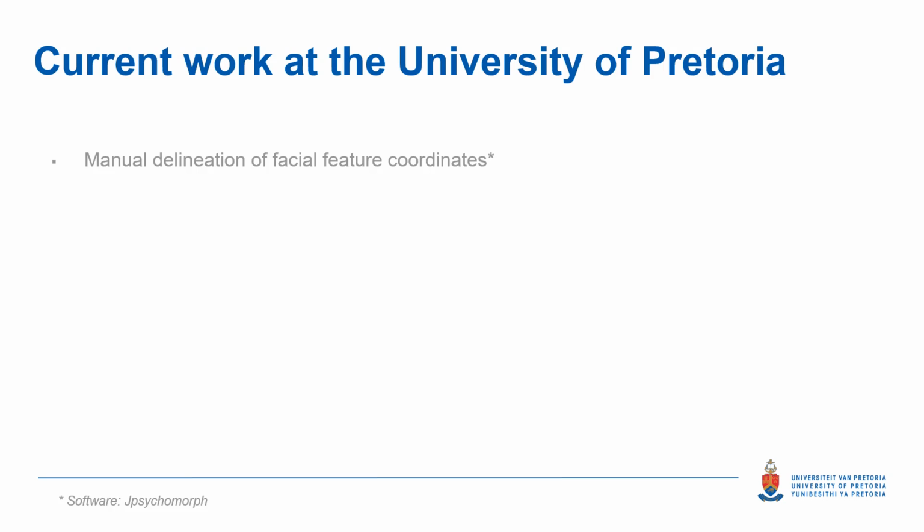The morphology research group uses J-psychomorph software to manually delineate images to obtain XY coordinates of facial features. The problem with this approach is that it is resource intensive. They also showed that a logistic regression model performed best and achieved prediction metrics such as accuracy and sensitivity all greater than 90%.